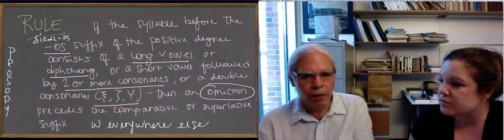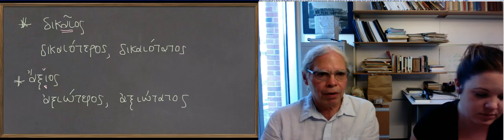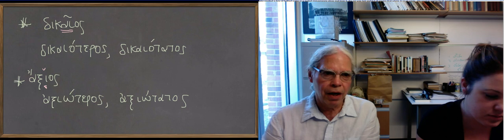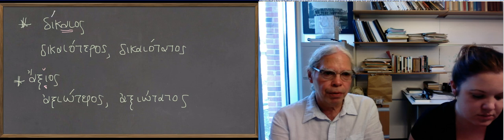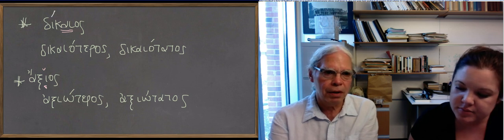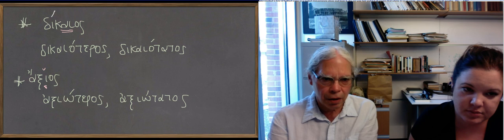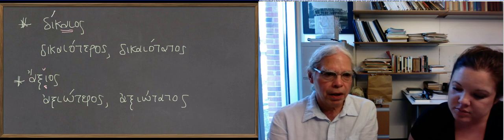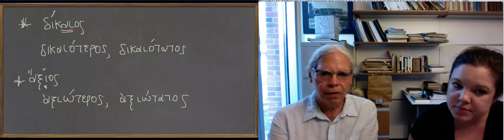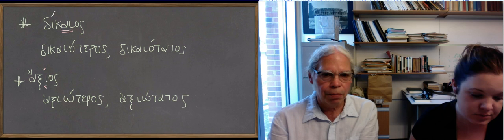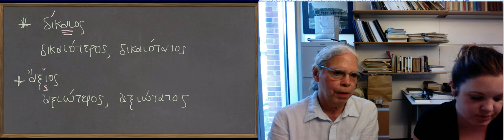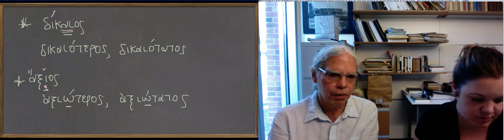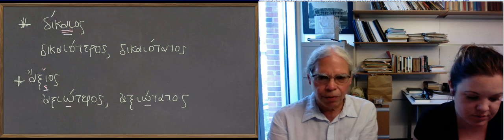So let's look at a couple of examples, okay? We talked about dikaios. Before the -os, you have the alpha iota, which is a diphthong. So when you make the comparative and superlative of dikaios, you get dikaioteros and dikaiotatos with an omicron. If we look at axios, the syllable before the -os is I. It's a short vowel. Our book would mark it as long if it were not. So there you have an omega. So the comparative is axioteros and the superlative axiotatos. That's the rule, okay?